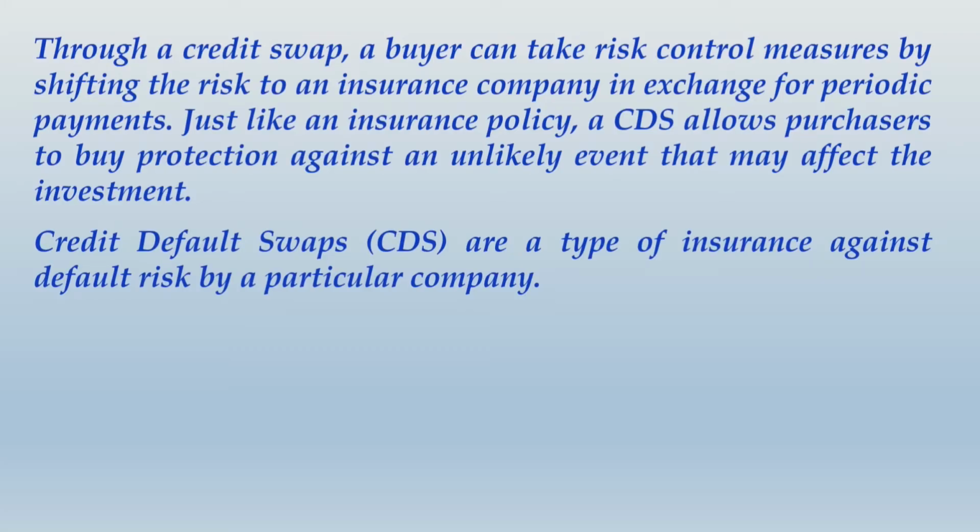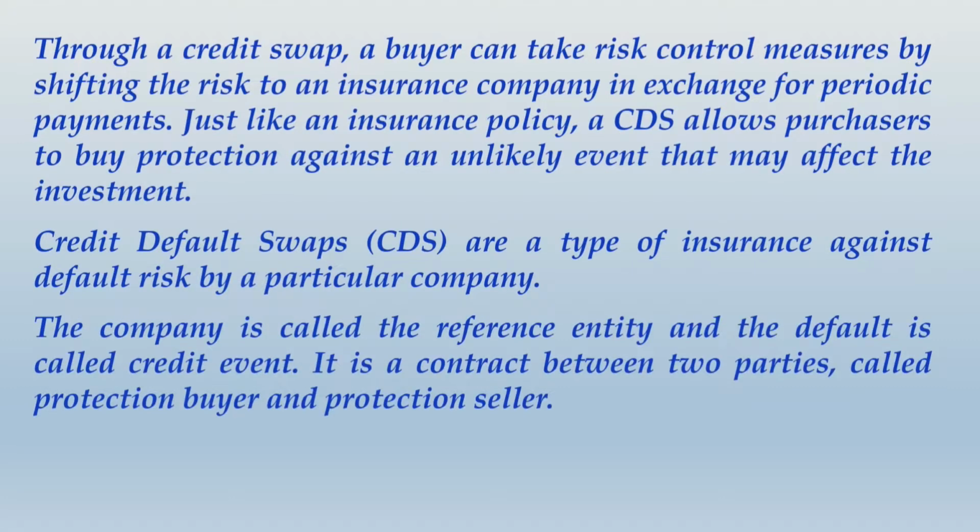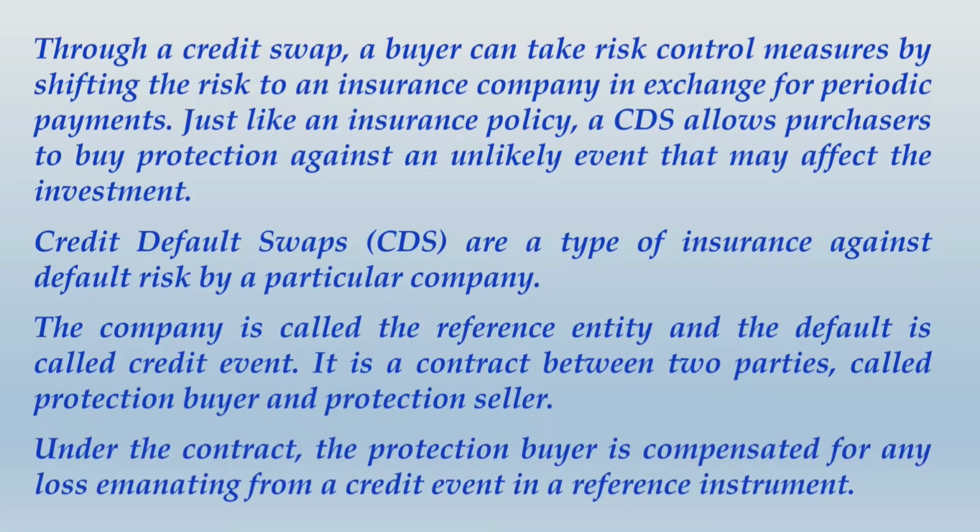Credit default swaps are a type of insurance against default risk by a particular company. The company is called the reference entity and the default is called the credit event. It is a contract between two parties called protection buyer and protection seller. Under the contract, the protection buyer is compensated for any loss emanating from a credit event in a reference instrument. So please write up this much and then I take you ahead.